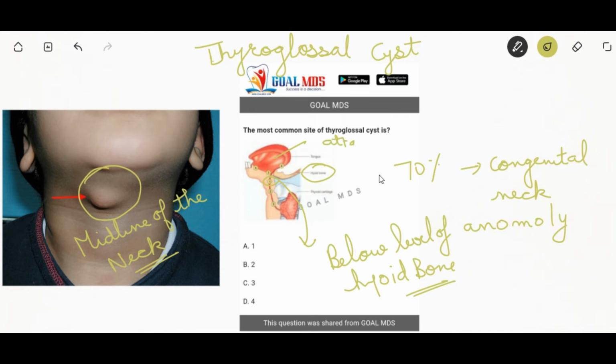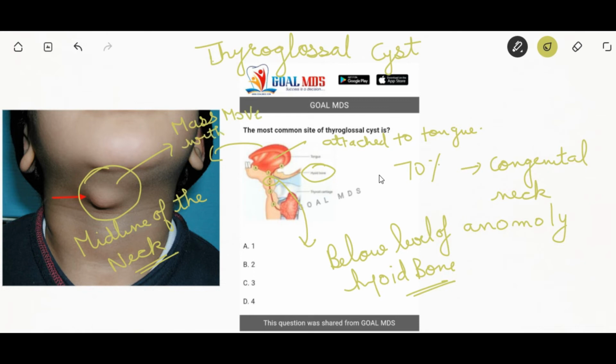On the physical examination, what you would see is the mass. This mass will move upward when the tongue is extended and with the swelling. So when you swallow, this mass will move with the tongue when the tongue is extended, as the thyroglossal duct cyst is often connected at the base of the tongue.